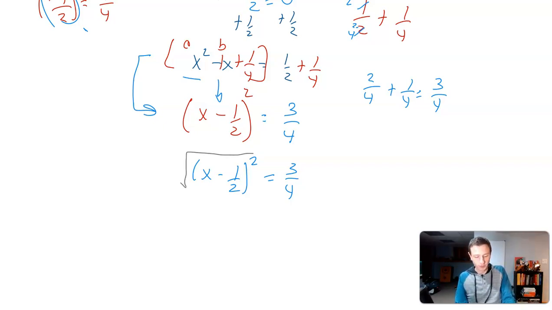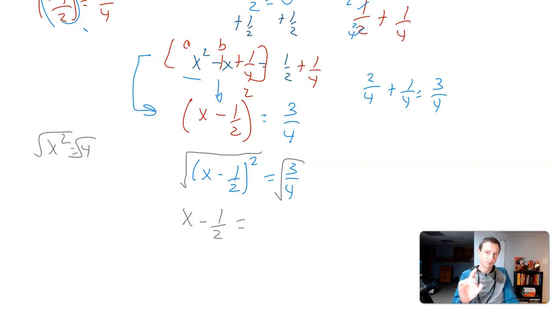So I'm going to take the square root of both sides because I have it squared. If I have x squared equal to 4, in order to solve for x, I take the square root. So in this scenario, I'm going to have x minus a half equals, now here's something people forget. Since it's squared and we're taking the square root, we have to account for both the positive and the minus square root of 3 over 4.